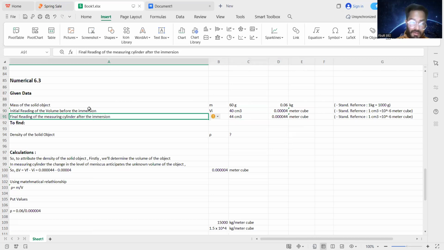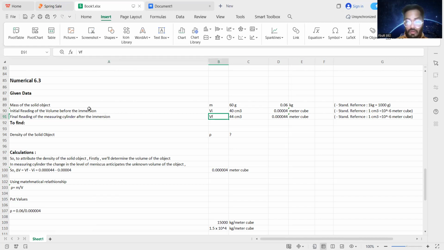And the same here, the final reading of the measuring cylinder after complete immersion of the object, that is the final volume of the whole apparatus, which is 44 centimeter cube. Now that particular reading, 44 centimeter cube, is actually the inclusive factor. Inclusive means it includes the volume of the water in the measuring cylinder and the volume of the object.